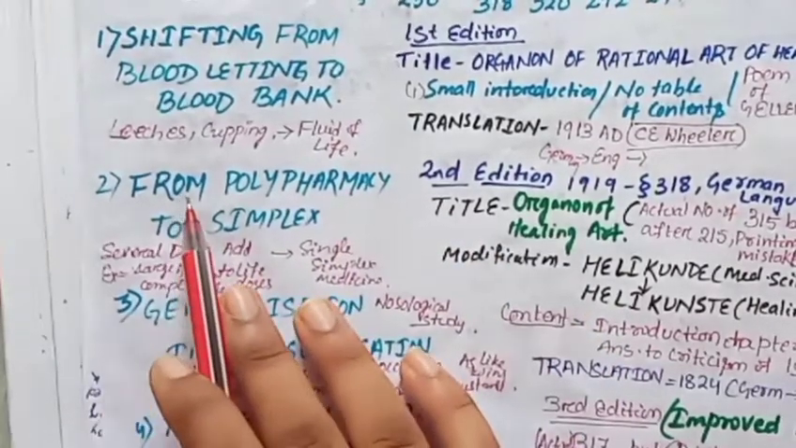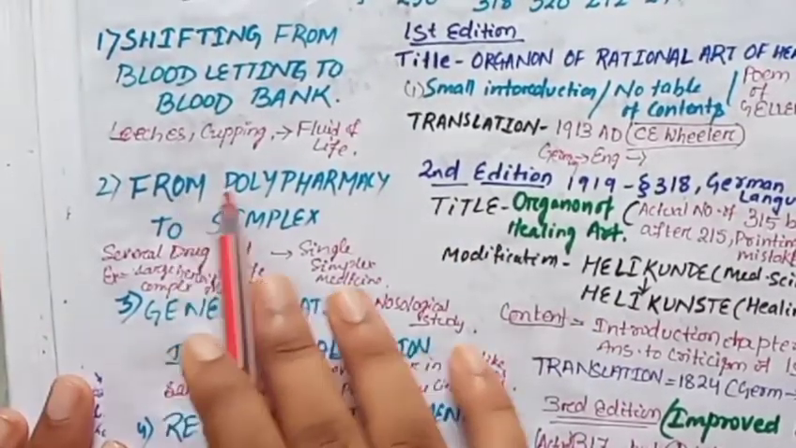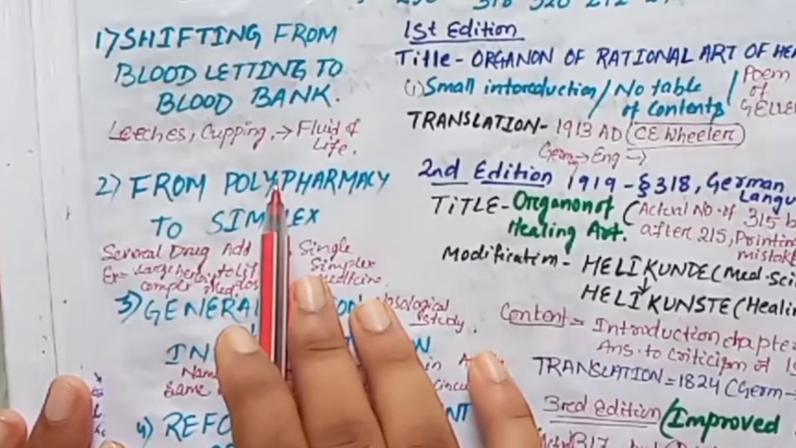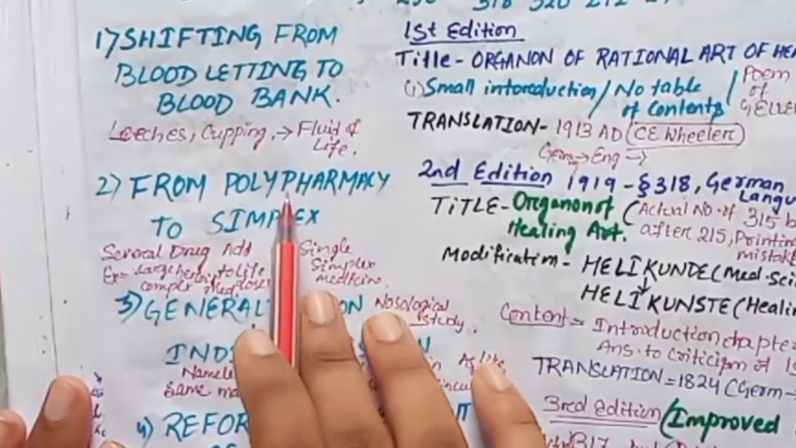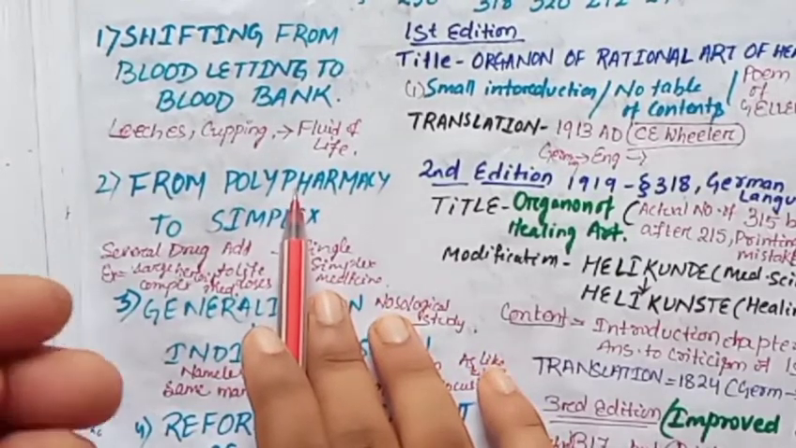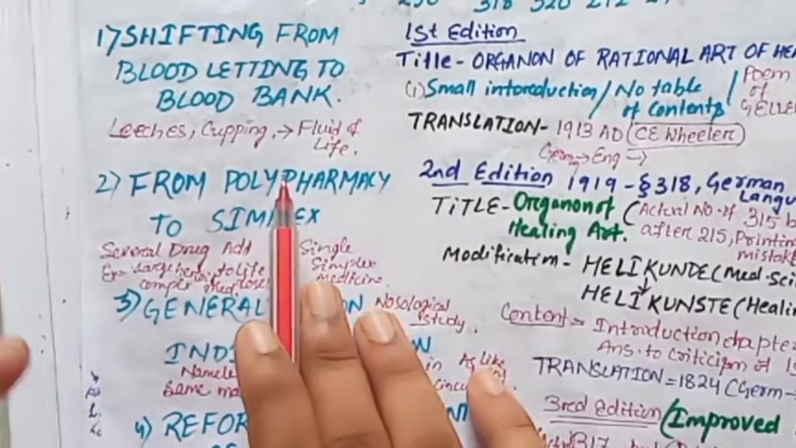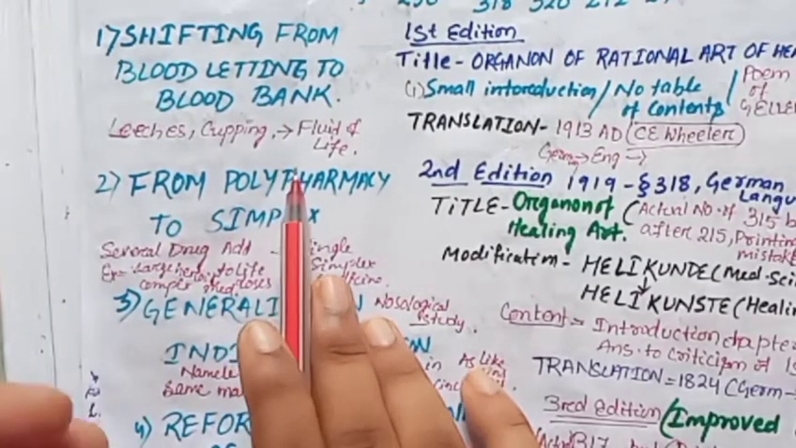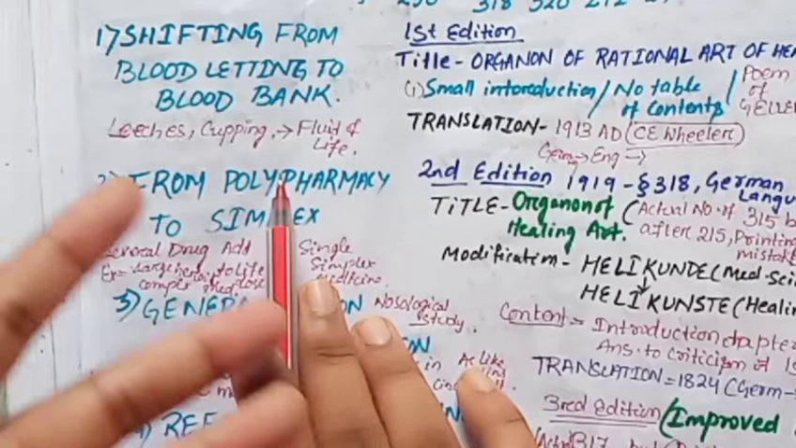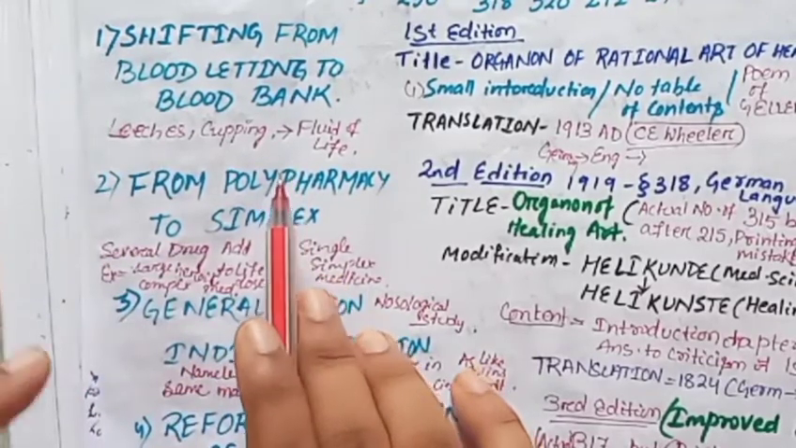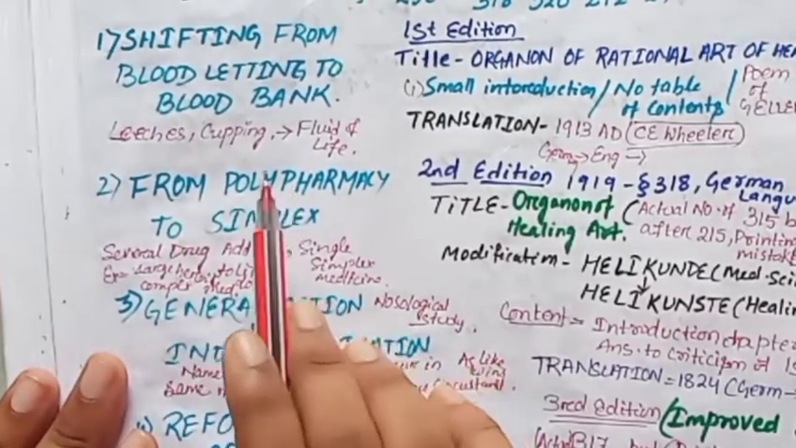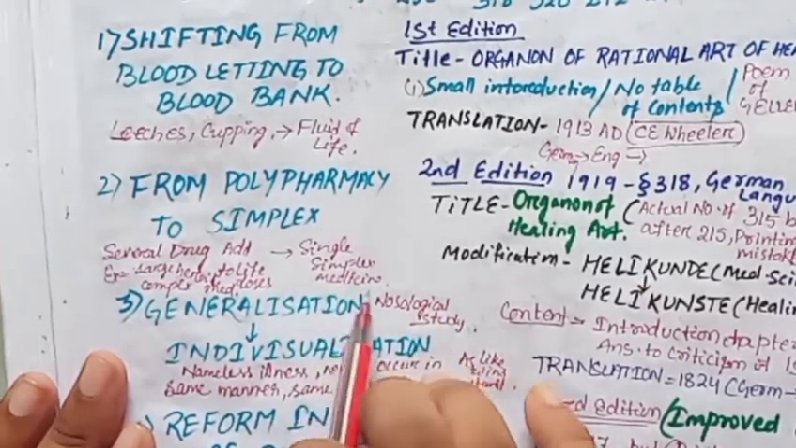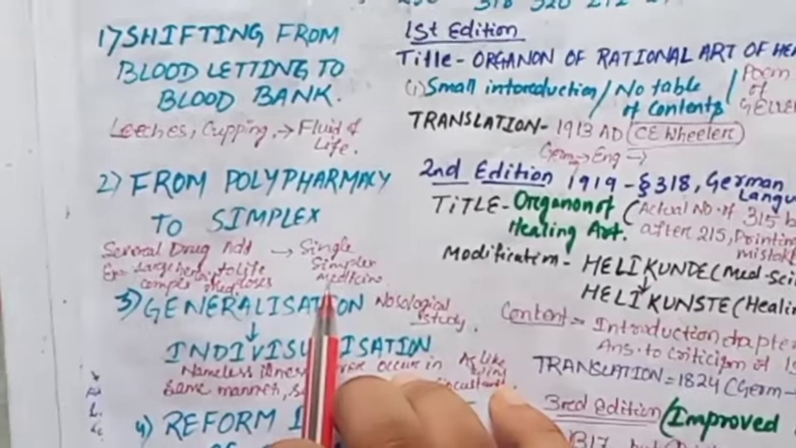He also brought a change from polypharmacy to simplex. At that time many people believed in and used the polypharmacy system. What does it mean? Many medicines are used to cure the disease. For example, if headache, nausea and vomiting, these three things happen, then they will give three medicines for those three symptoms. This was discarded by Dr. Hahnemann, and using simplex, they use a single simple medicine for the treatment.